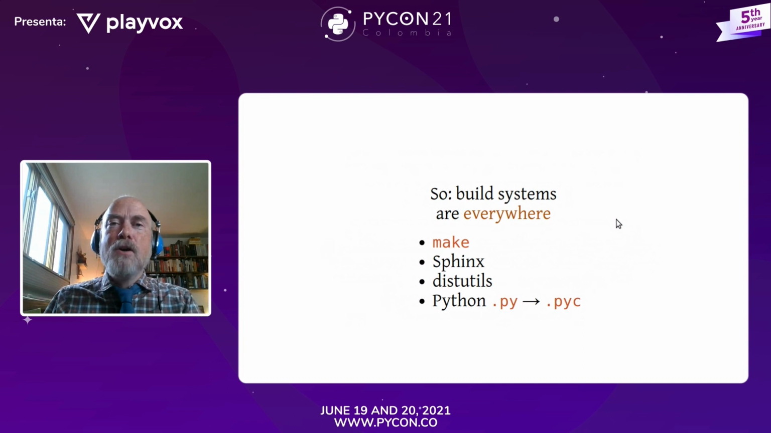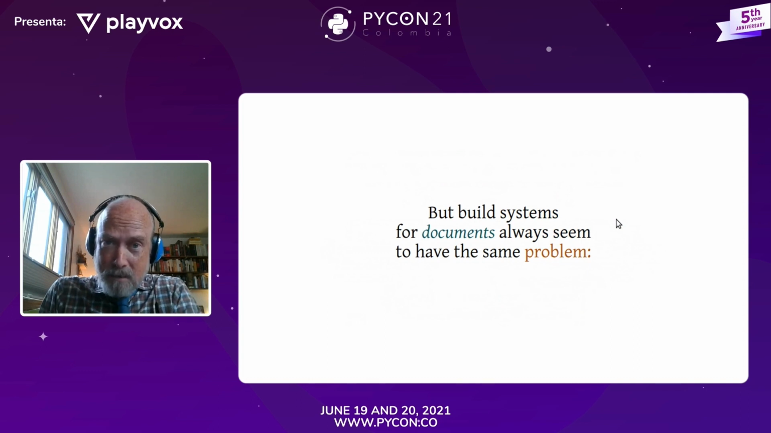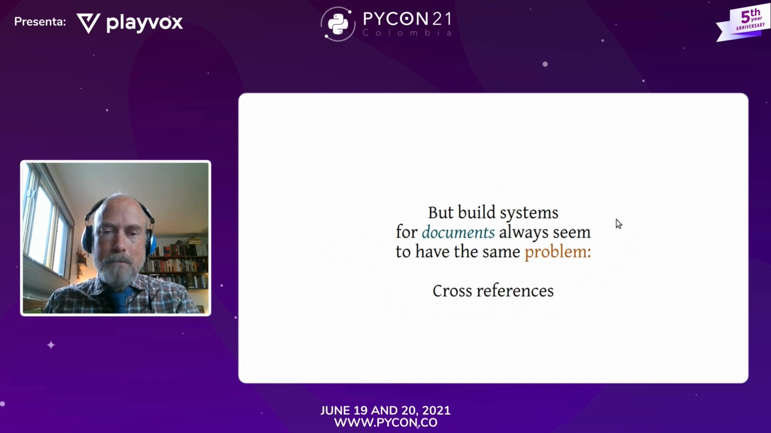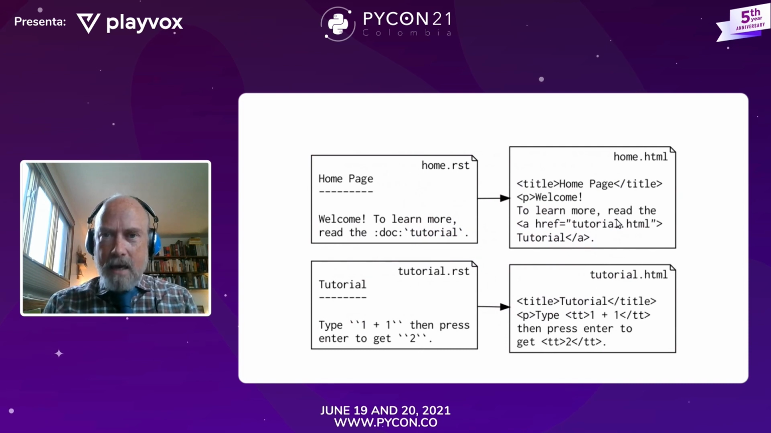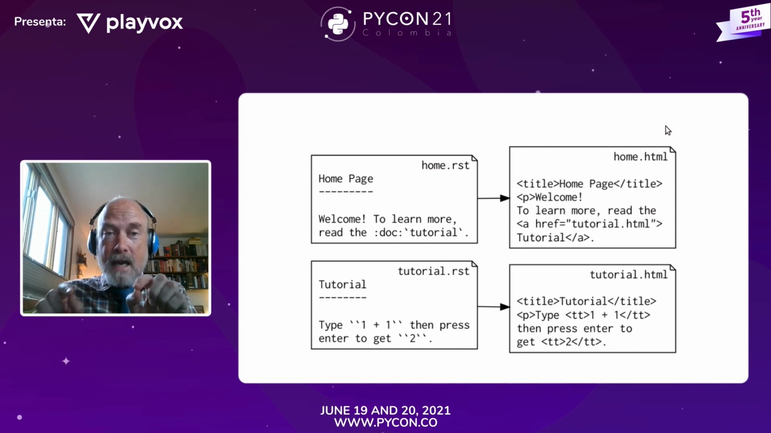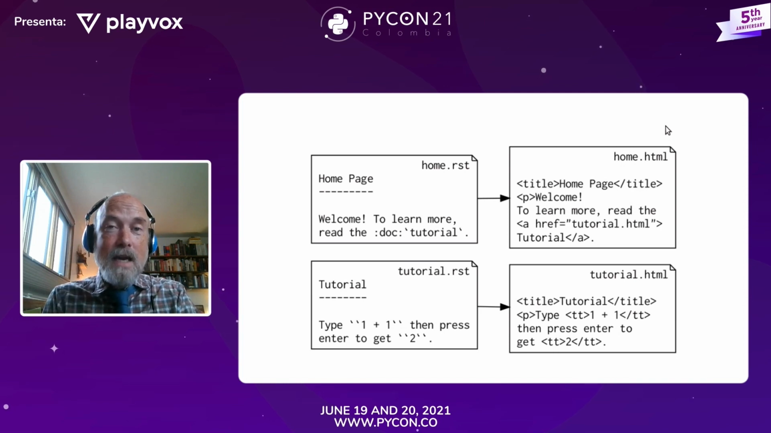So, build systems are everywhere. Generic ones like Make, and little specific build systems built into tools like Sphinx and distutils and Python. But build systems for documents always seem to have the same problem: cross-references. Let's look again at the fact that our home.rst can ask to have a cross-reference to the tutorial by saying :doc: and the name tutorial, which again turns into a link in the HTML that mentions the other document's title.